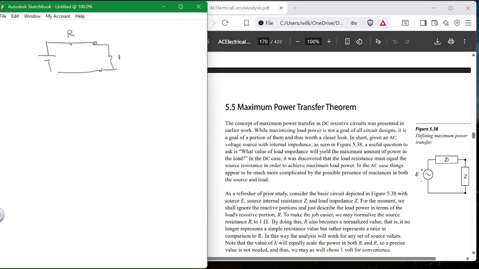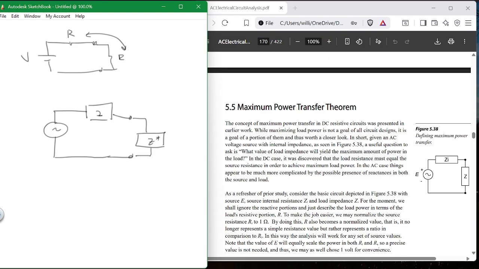You had matched this R to this R. These were equal. All right? But in this circuit, if you want to get the maximum out, what you do is you say, okay, I've got an AC source and I've got a Z up here. How do I get the maximum bang for my buck out here? I do what we call Z star. So if this has got a real plus a J imaginary, this is the real minus the J imaginary.